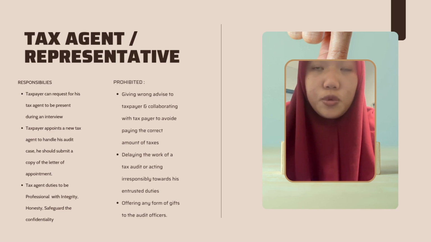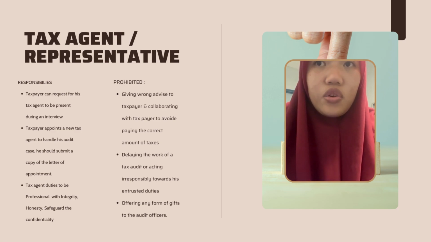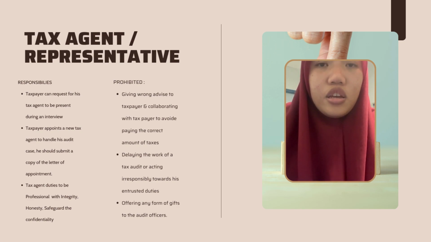The tax agent or representative is prohibited from, first, giving wrong advice to the taxpayer and collaborating with the taxpayer to avoid paying the correct amount of taxes. Second, delaying the work of a tax audit or acting irresponsibly towards his entrusted duties. And the third one is offering any form of gift to the audit officer.